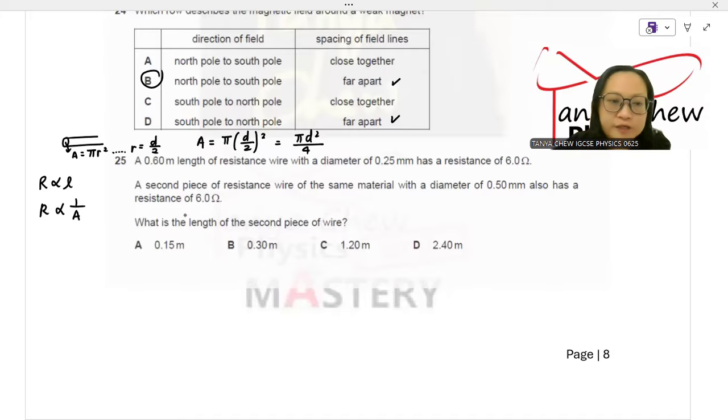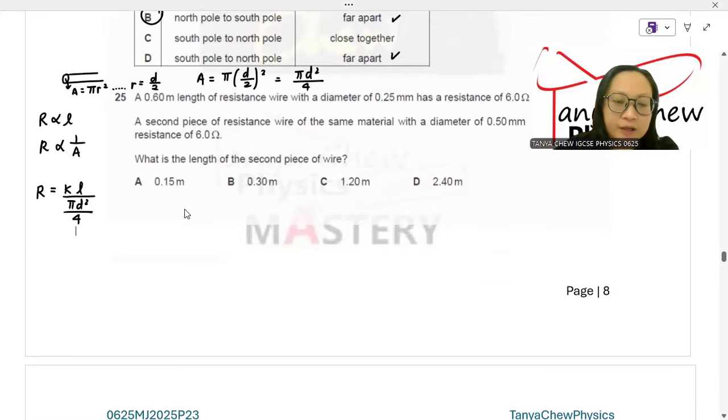So I combine all these equations together. I put R is equal to a constant, I just put a k, times length over pi d squared over 4. And sub in the values that I have. The resistance is 6. Constant is just a constant. Length is 0.6 meter. Pi, and this is 0.25.